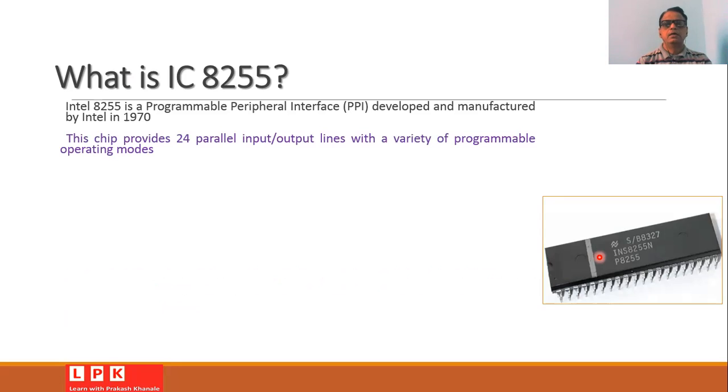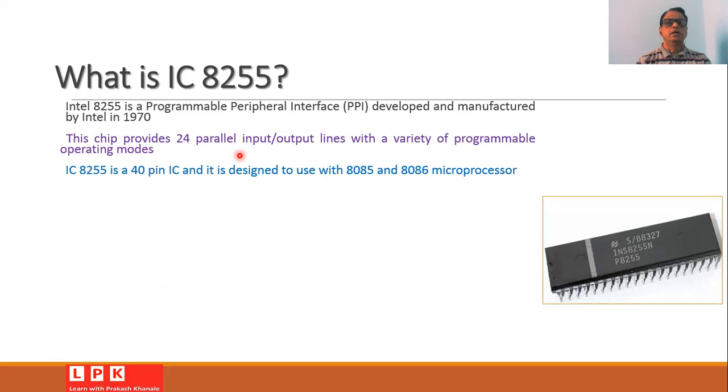This IC is used for interfacing applications. Whenever you want to interface any external devices with the microprocessor 8085, then you need this IC. This IC provides 24 parallel input-output lines, and these lines can be controlled through programs. So they have a variety of programmable operating modes. It is a 40-pin IC, and it can be used with microprocessors such as 8085 and 8086.